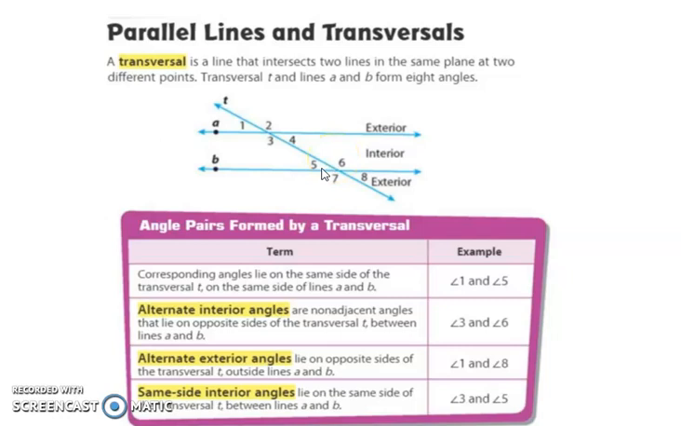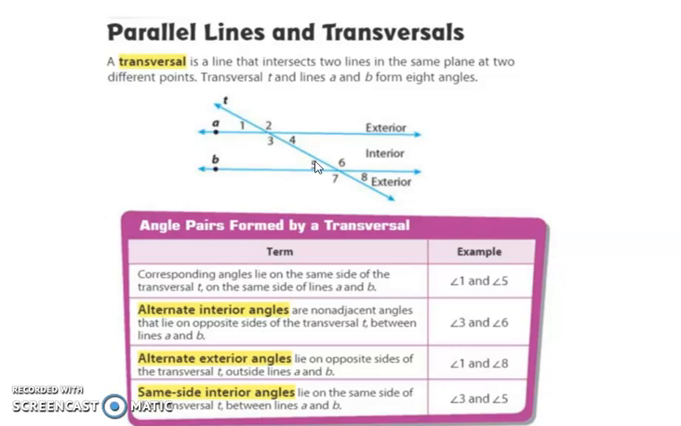Alternate exterior, same concept, where they lie on opposite sides of the transversal, except in this case, they're on the outside of the two parallel lines. Again, alternate exterior, we have 1 and we have 8. So this is on one side of the transversal, this is on the other side, and again, they are outside of the two parallel lines. Now, same side interior. They're giving us 3 and 5. So within these two lines, the interior, we have 2 angles that are on the same side and on the interior of the parallel lines.